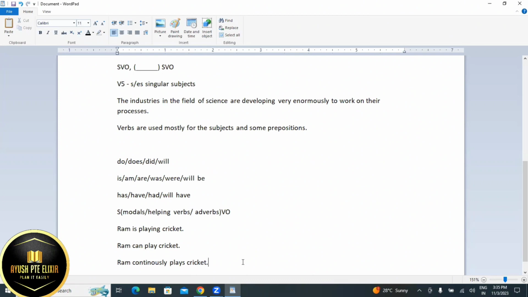If you're using modals, obviously modals ke baad first form, and helping verbs may depend. If it's has, have, then obviously third form. And if it's is, am, are, then it should be the fourth form as well. And adverbs mostly carry "ed", but I will not say always, but mostly, right? So Ram continuously plays cricket. Sometimes it can be Ram continuously played cricket as well. So this is something that we should know about subject and verb, what can come in between them.